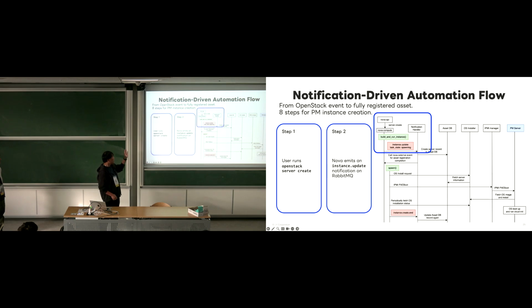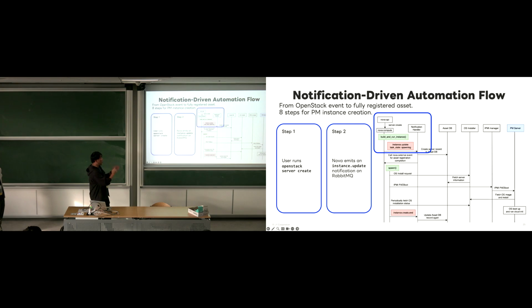Then, step two, Nova emits the instance update notification on RabbitMQ. So the Nova compute makes a notification to the RabbitMQ. So yeah, this is the current situation. Now the instance create started, and Nova tried to update the instance information to the database. Such kind of notification is sent to the RabbitMQ. Then anyone can fetch that notification. For our case, we developed the notification handler. So once the notification update is sent to the notification handler, the notification handler starts to handle it.